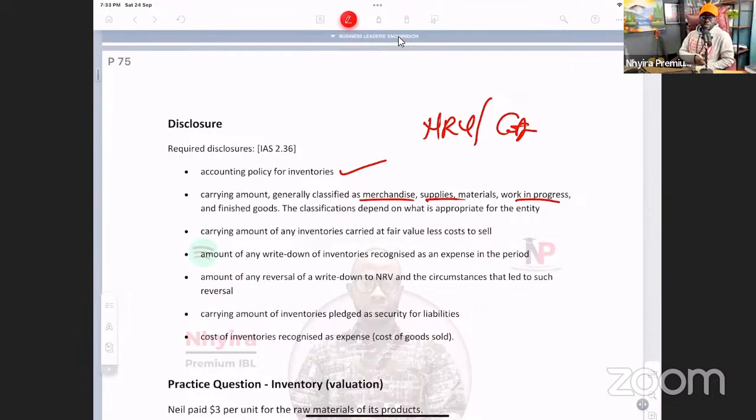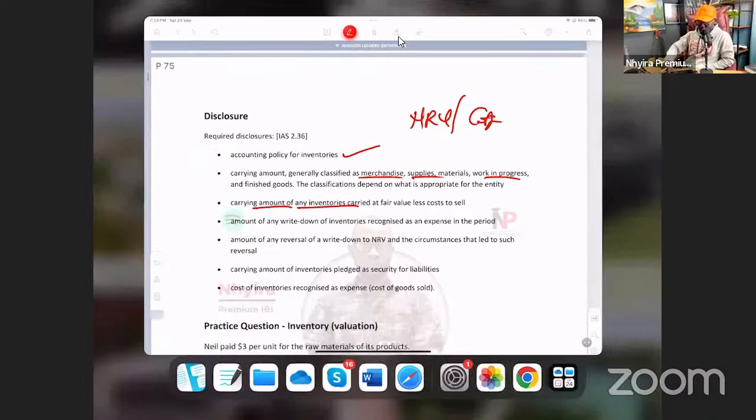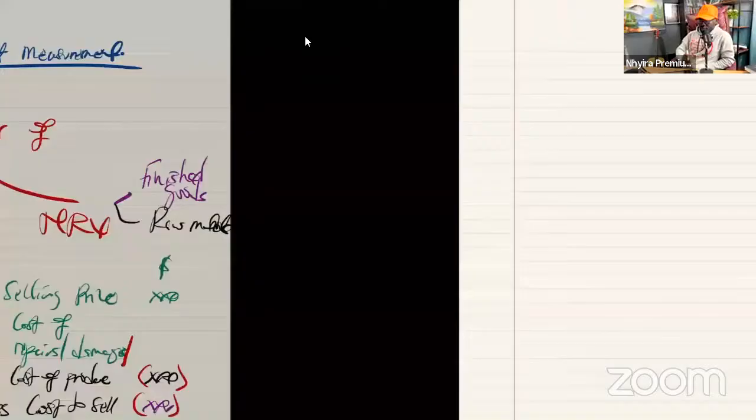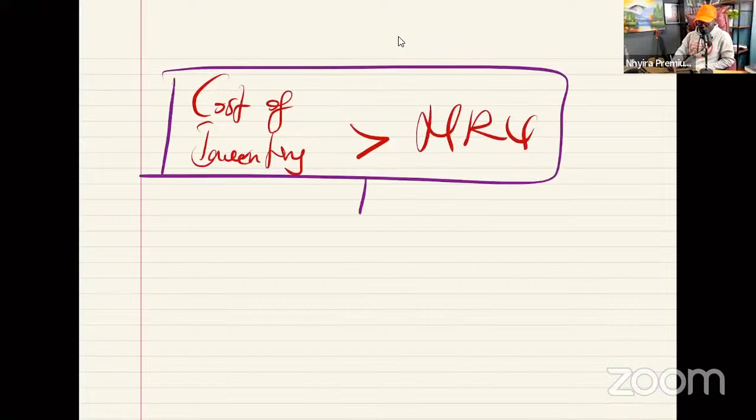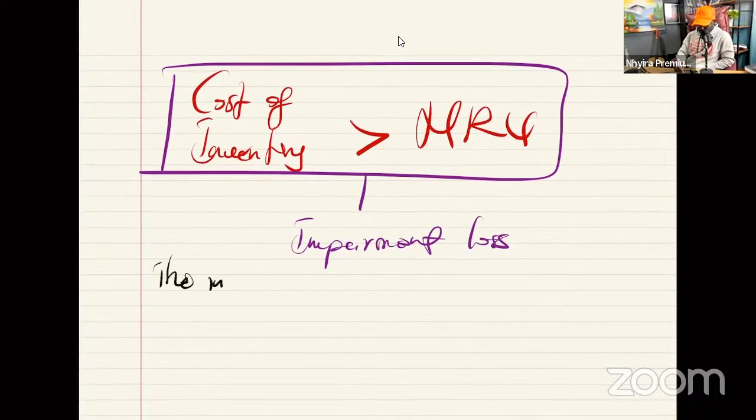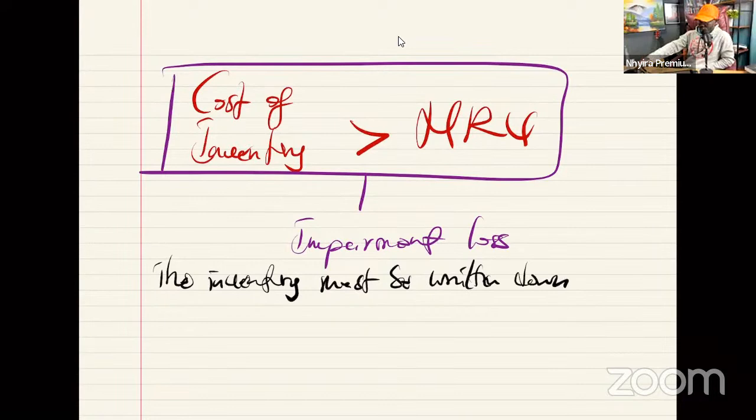If there is any impairment in inventories, because remember, let me say this to you very carefully. When the cost of inventory is greater than, stay with me carefully, the net realizable value of the inventory, this means the inventory has suffered impairment and must be written down. That's an impairment loss. So that is what you need to understand. It means the inventory must be written down.